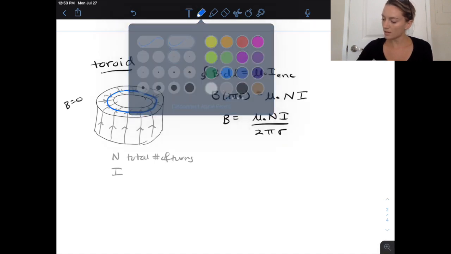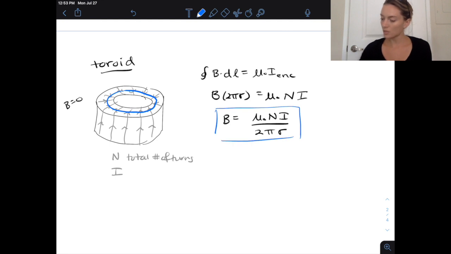So again, just memorize this result so that you can immediately write down the magnetic field if you're working with a toroid, and make sure that you're comfortable getting from here to here. Okay, so these are the 3 main cases of Ampere's law.